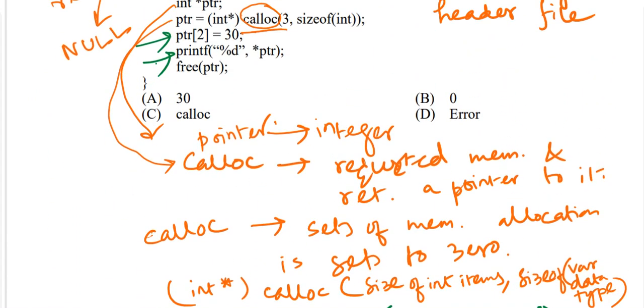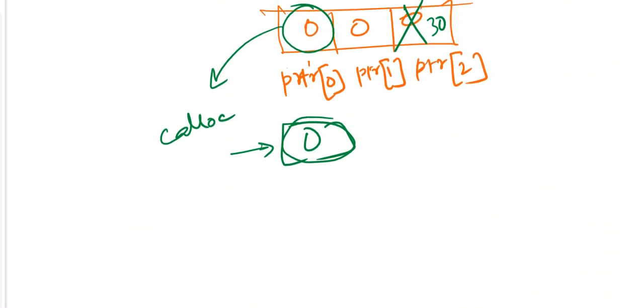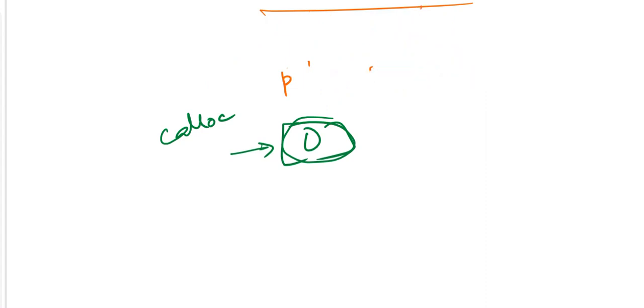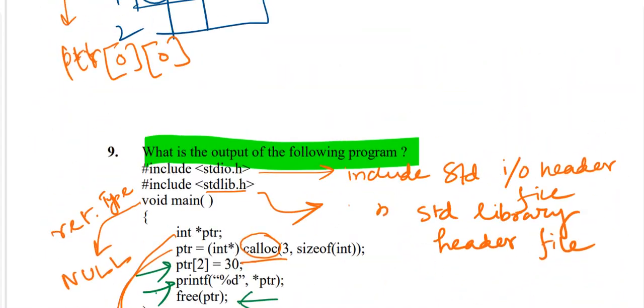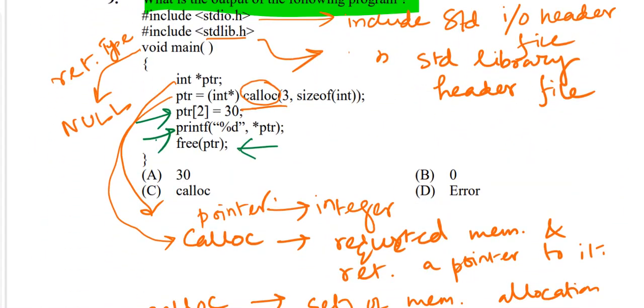And the last line is free(ptr), that means it frees the dynamically allocated memory of ptr. So what is the output? The output will be the value 0. So here option B is the correct answer.